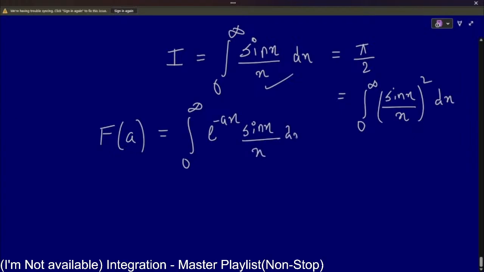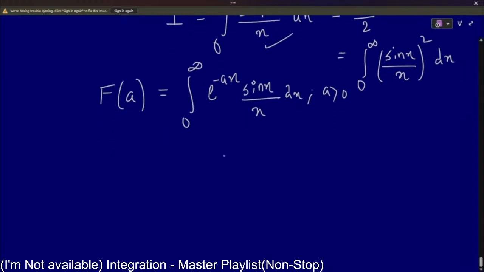And you have to say that a is greater than 0, and a is a parameter here. Okay, a is a variable. Let's consider a as a variable. We are doing this because we can prove that this integral converges and it is allowed to do differentiation under the integral sign in this integral. That can be proved using Fubini's theorem.